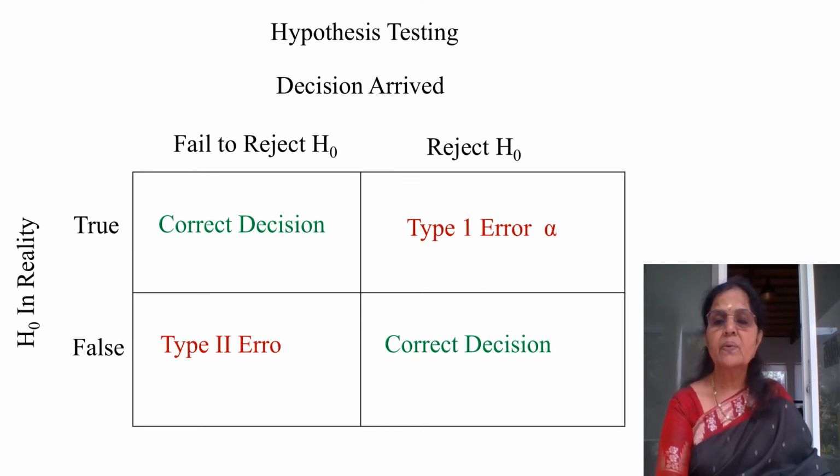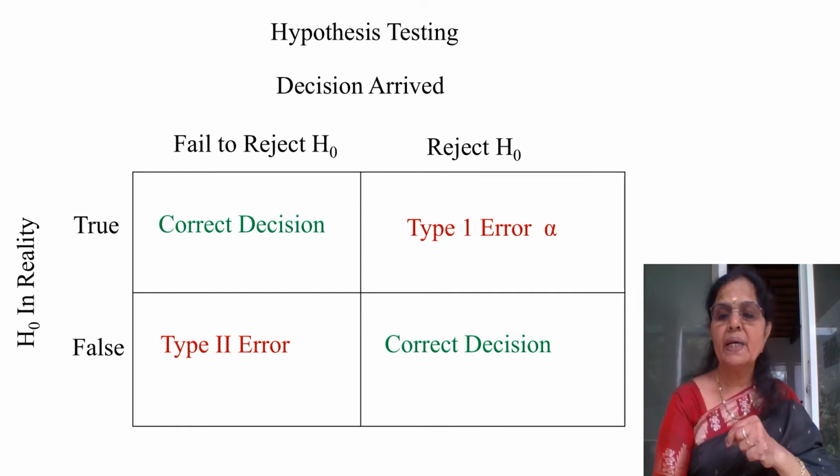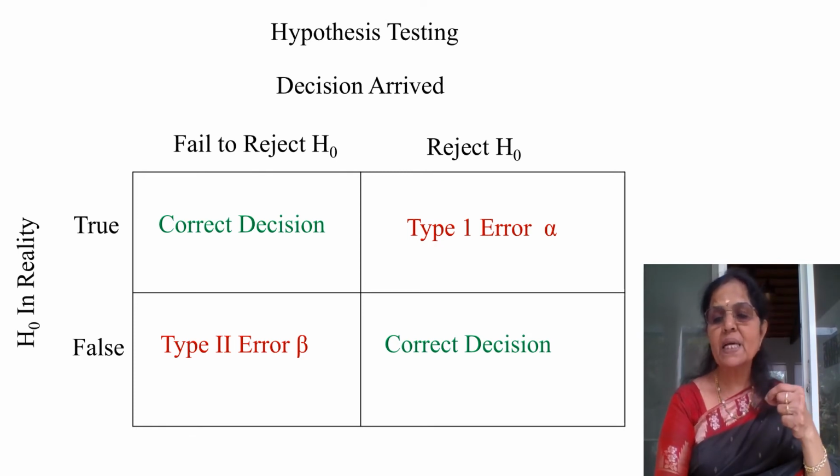And here what we are doing is we are failing to reject the null hypothesis when it is false. So when it is false, what should you do? You should reject it. But we are failing to reject the null hypothesis when it is false. Again, committing a mistake, an error. And this error is called beta error or type 2 error.